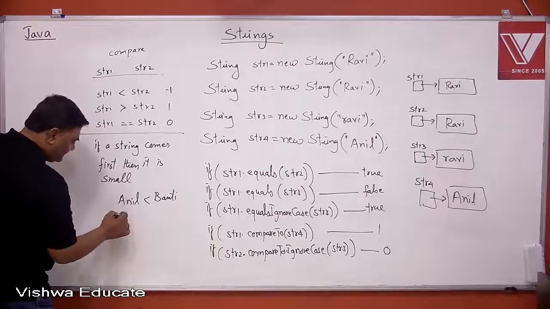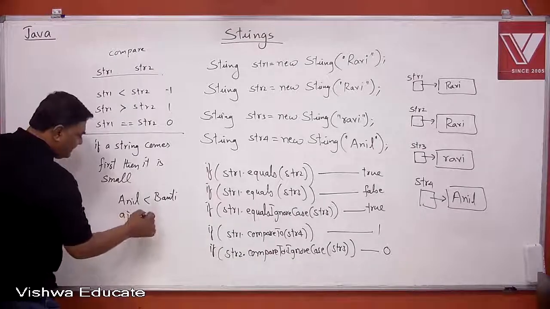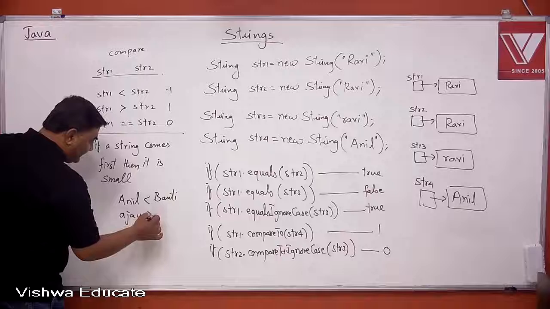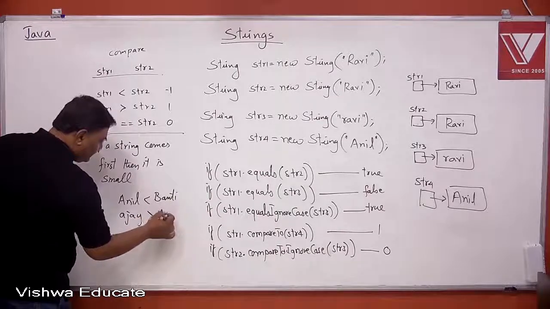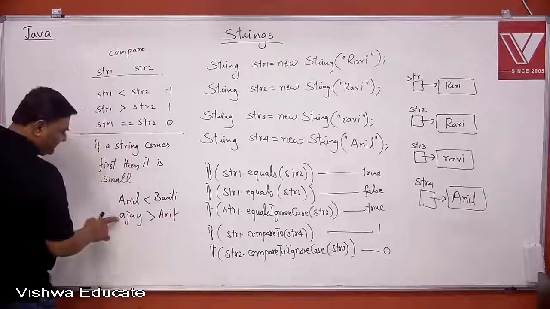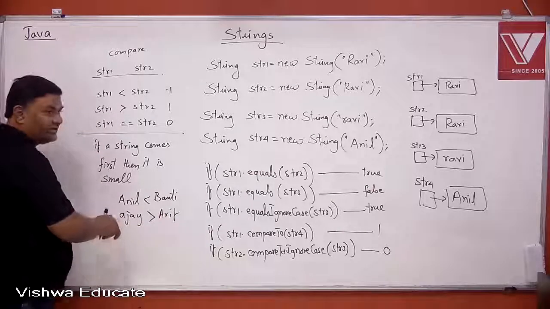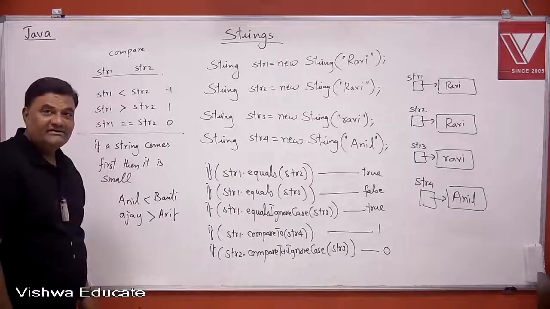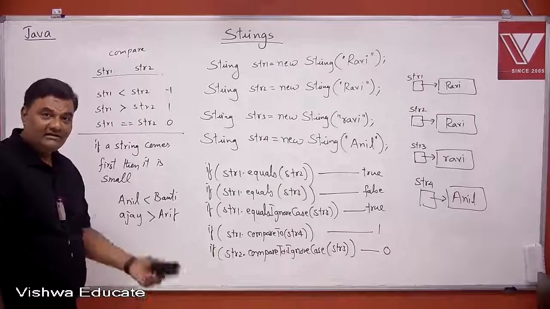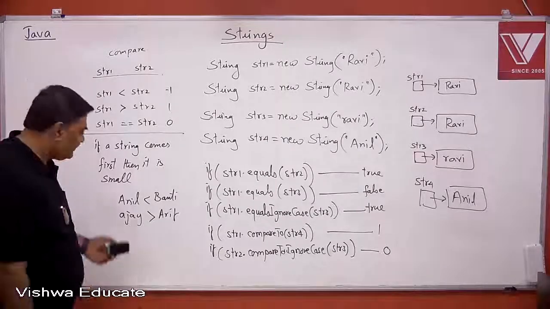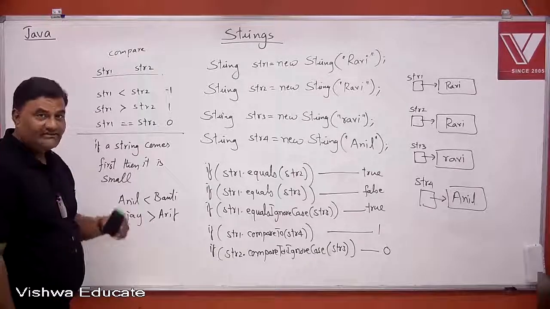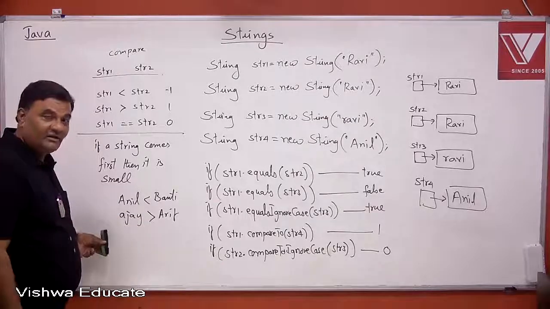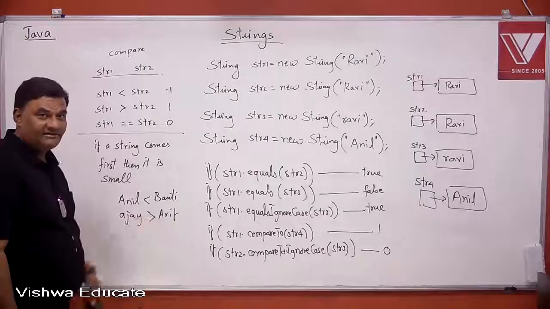And Ajay is greater than Arif. This is lowercase. Lowercase ASCII codes are greater than uppercase ASCII codes. So this comes afterwards in dictionary. So when you say lowercase or uppercase, then lowercase is greater than uppercase.